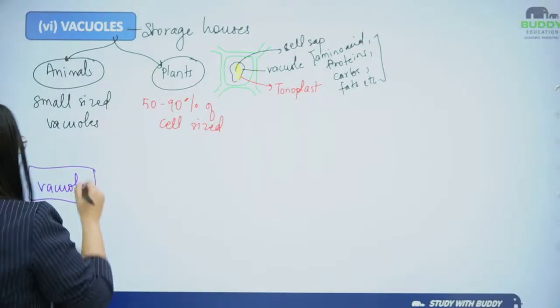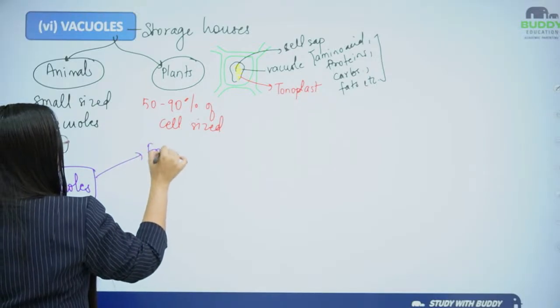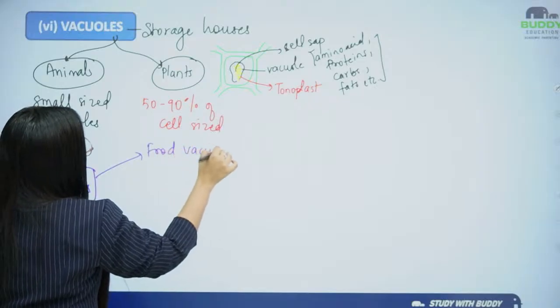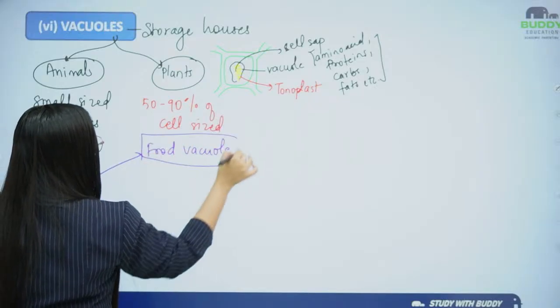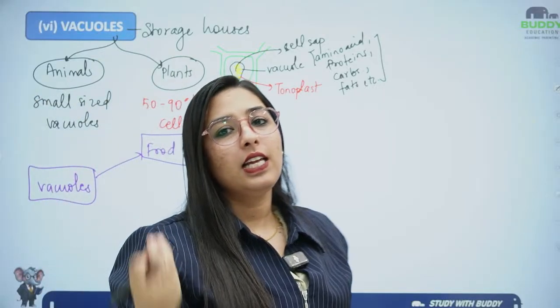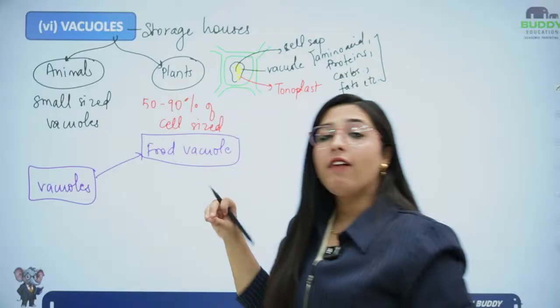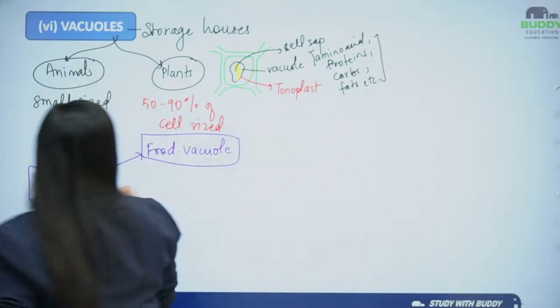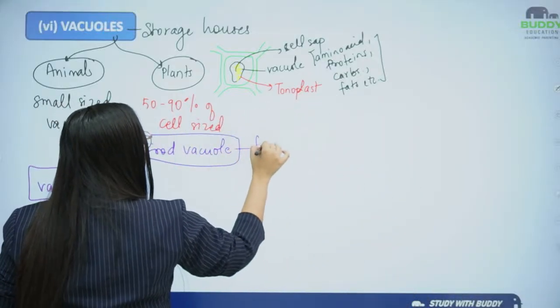What are those two types? First is the food vacuole, which I was talking about so far. I was talking about the food vacuole which is present in plant cell and the animal cell. But we have another type of vacuole also. That vacuole is basically for the food storage.